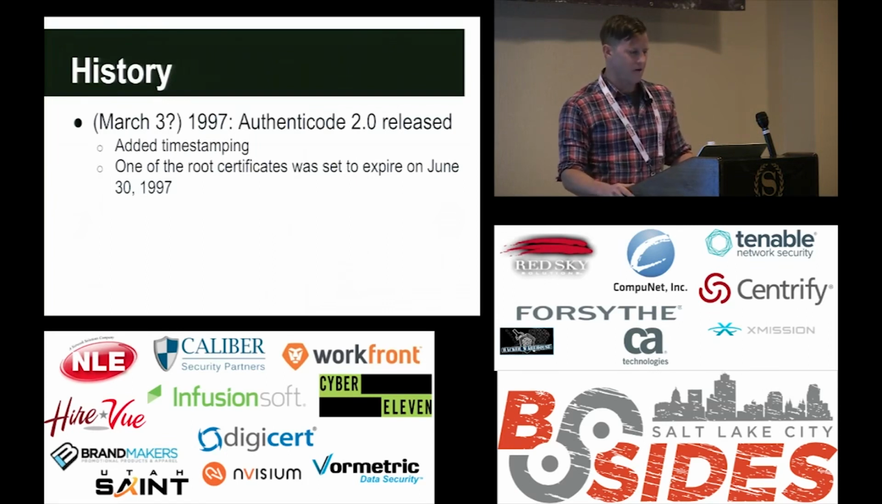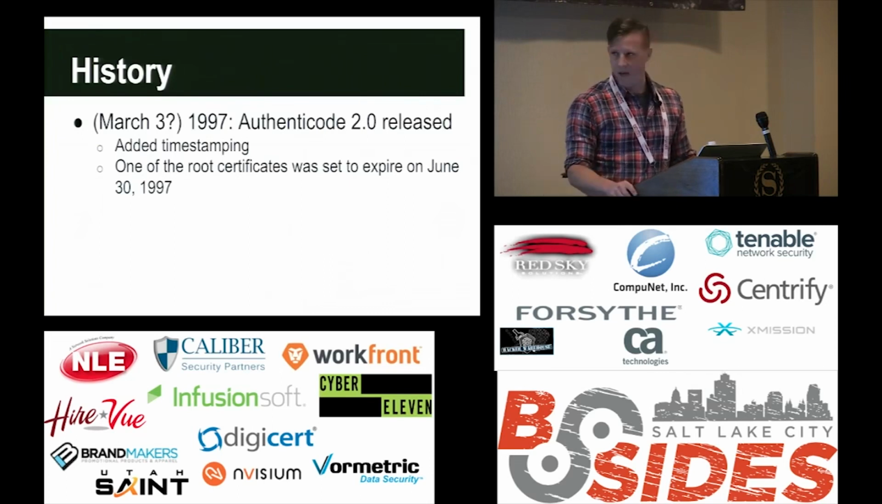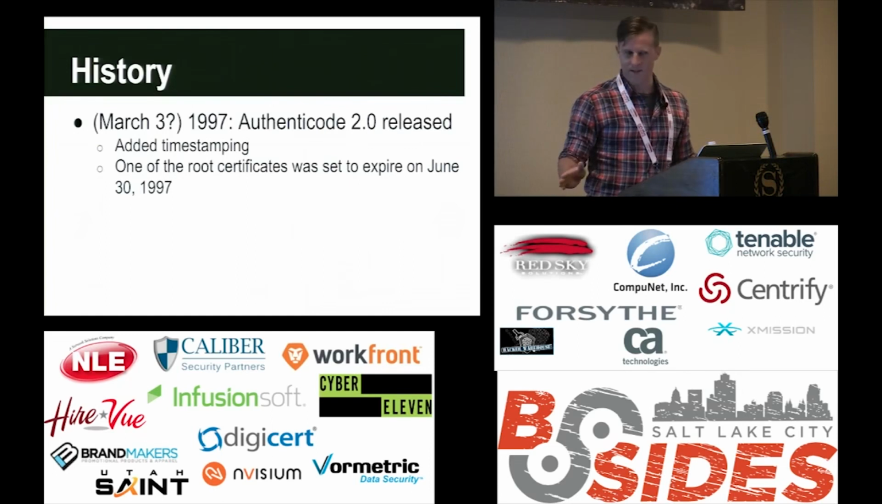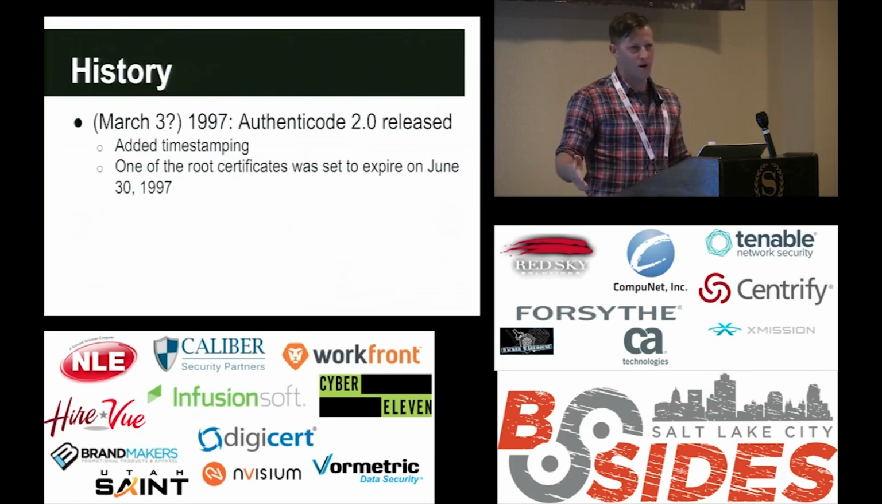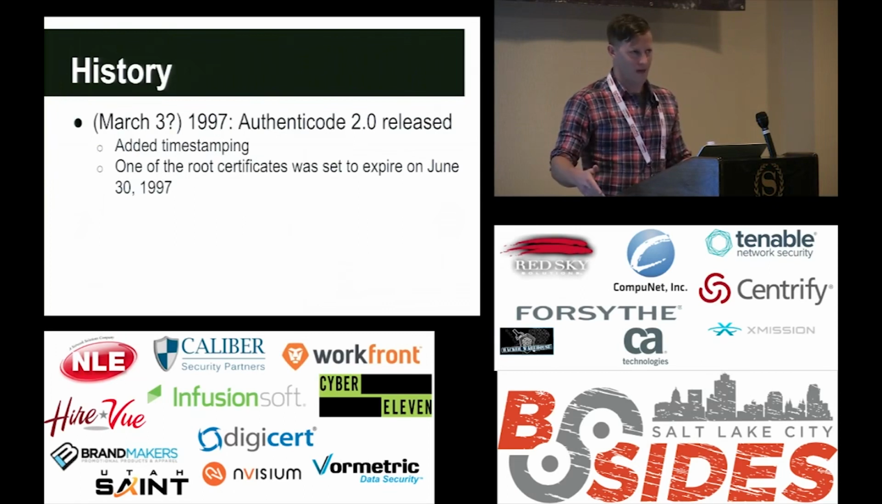So about a year later, I believe it was on March 3rd, I had a lot of trouble trying to track this down, but Authenticode 2.0 was released. And the reason they needed to do this was because it added timestamping. And I'll get into why this is necessary, but basically one of their original root certificates was set to expire basically 2 months after Authenticode 2.0 came out.